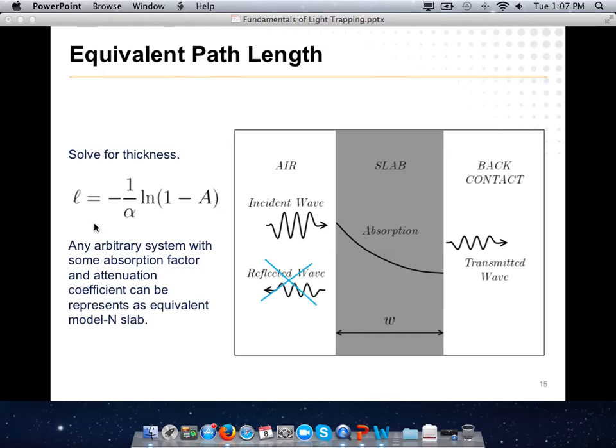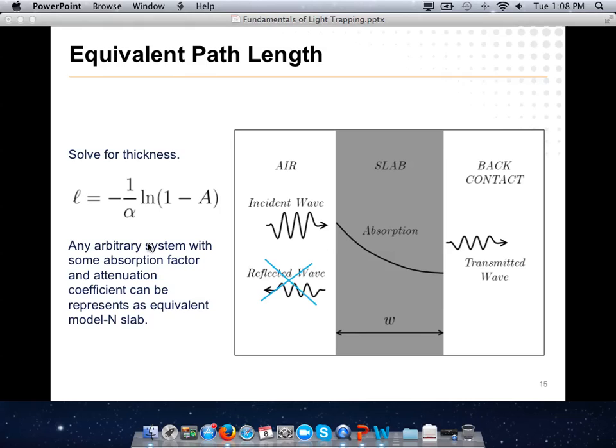So the idea is if I hand you a solar cell and I tell you it has this much of an absorption factor, and this is the material's absorption coefficient, I solve for this L, and I would say it is as if all of the light passed through 10 microns of material. Even though the material itself might only be 2 microns thick, it may bounce around inside for a full 10 microns. So that's the idea of this equivalent path length.